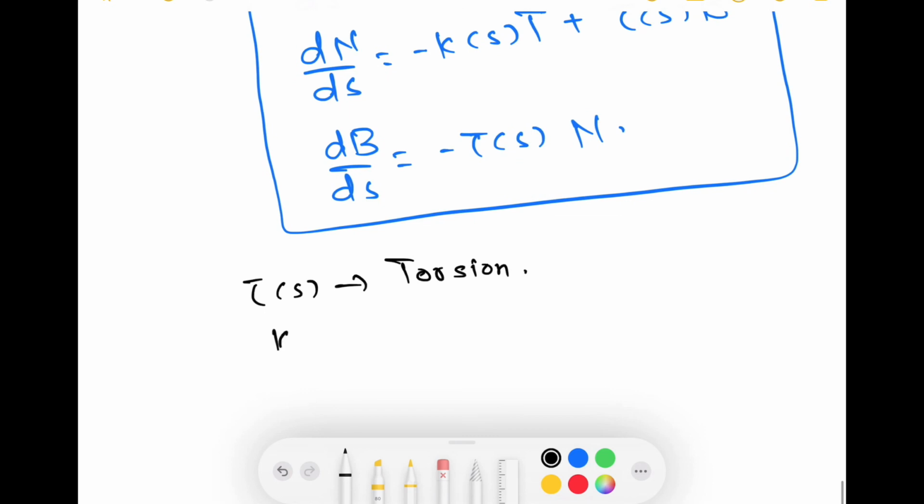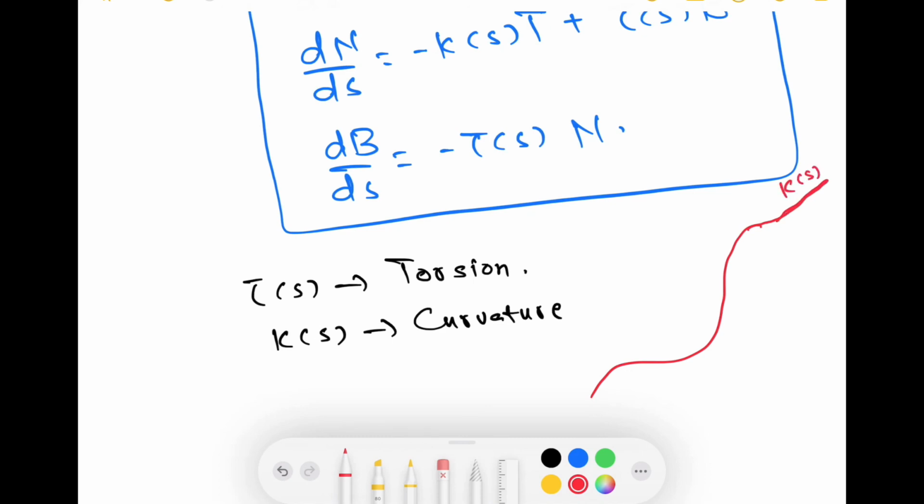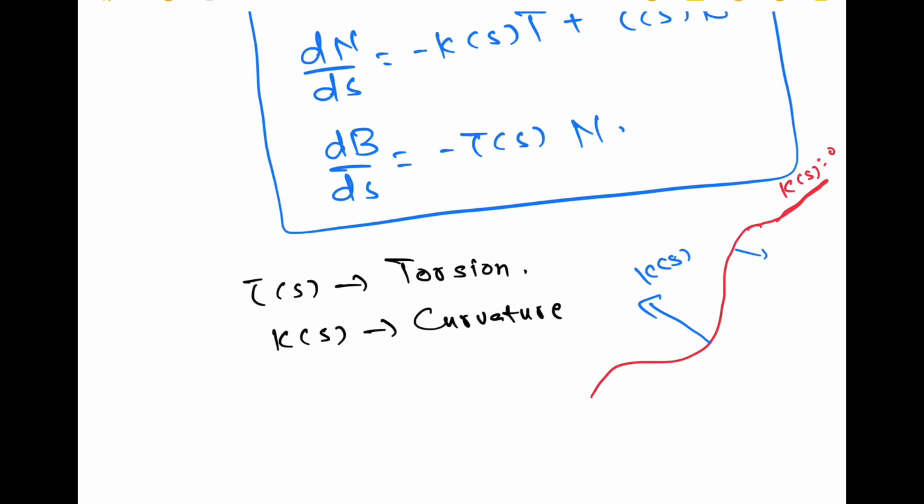What is meant by the torsion? Kappa(s) is the curvature. So for example, if we have this curve, it will have some curvature over here. Let me say that this becomes straight over here, so the curvature in this area will become 0. But here the curvature vector will be in this direction. Curvature will be there, dt by ds, and here also dt by ds will be there. But if this curve is in a single plane, for example in the xy plane, then the torsion of this will become equal to 0, because this is completely in a single plane.